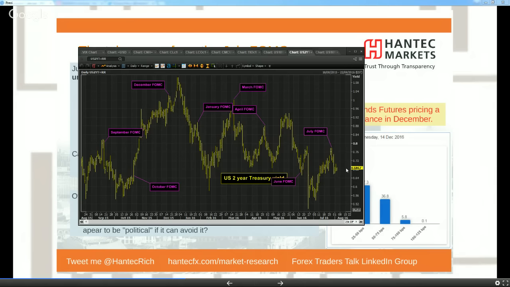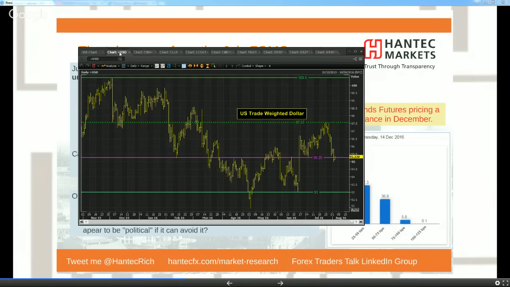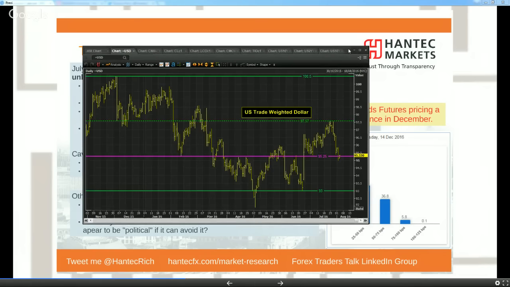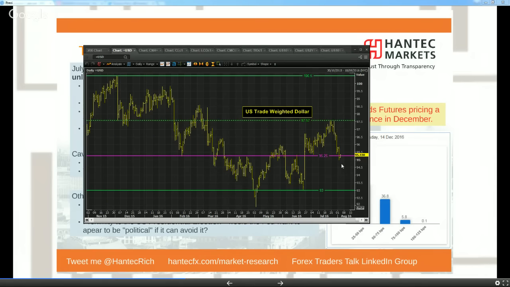So you do tend to have these knee-jerk reactions to the FOMC. That can last a week or so, but then gradually the market starts to regain a bit of stability again, and the dollar starts to strengthen again, or that tends to have been the theme in 2016. So as you can see here, you've had the sharp sell-off on the dollar, trade-weighted dollar back to the 95.25 pivot level throughout this year. Trading around that point now.